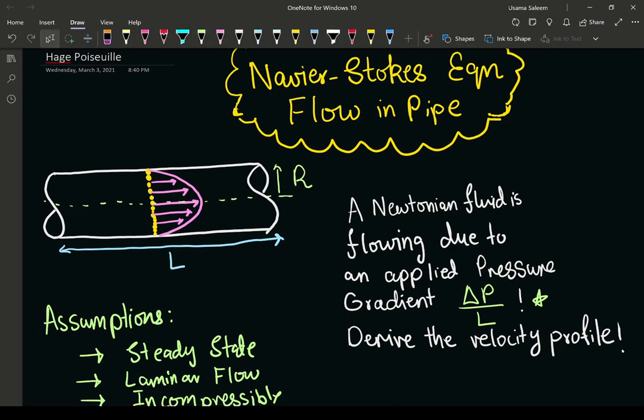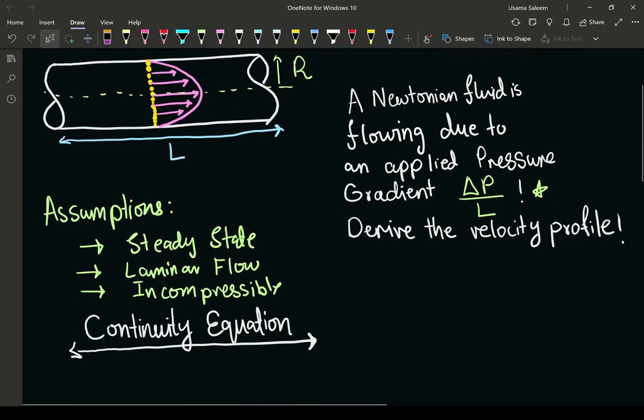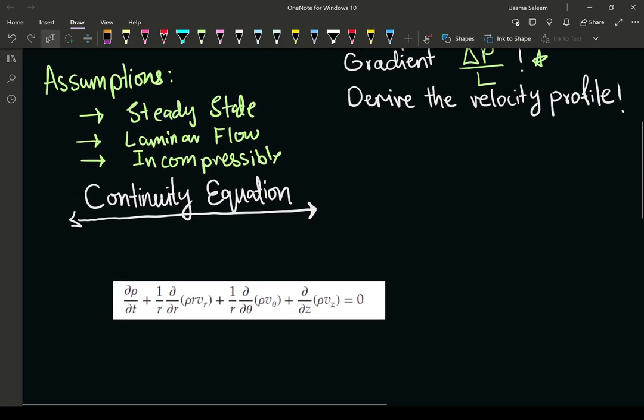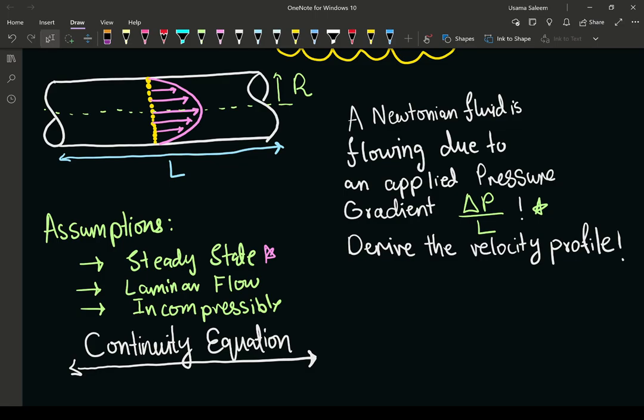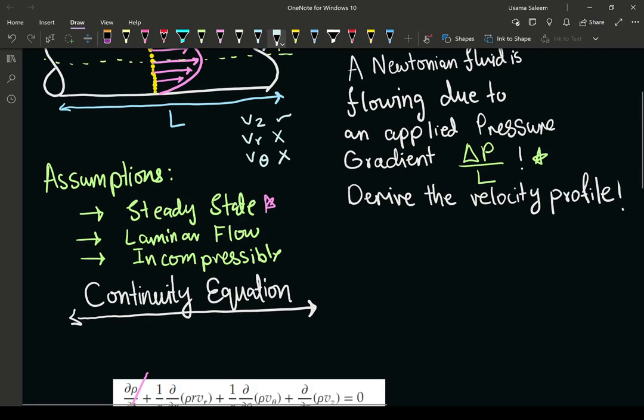Every time you're solving the Navier-Stokes equation, you always have to start off with the continuity equation. We're starting off with steady state, so the transient terms are going to go away. And if you can see in the schematic here, we only have velocity in the z direction. There is no velocity in the r direction and no velocity in the theta direction. So we have unidirectional flow, only velocity in the axial direction.